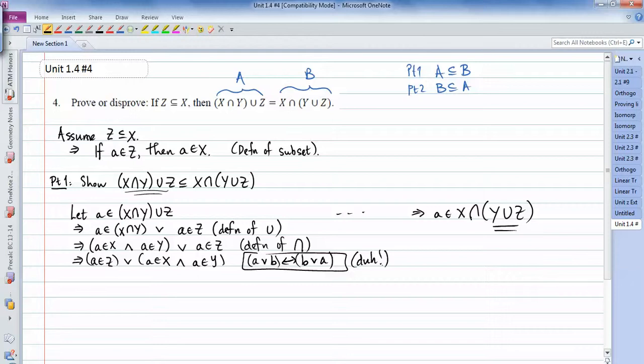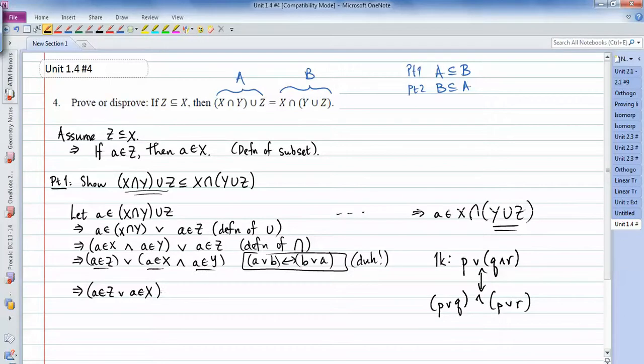right there. All right, now this one is in the form of theorem 1K, which says, if you have something in the form P or Q and R, then that is the same thing logically as P or Q and P or R. So if I apply that to our statements, where this one's P, this one's Q, this one's R, then what I'm going to get is A is in Z, or A is in X, and A is in Z, or A is in Y. And that's using theorem 1K, or tautology 1K, if you want to think of it that way.